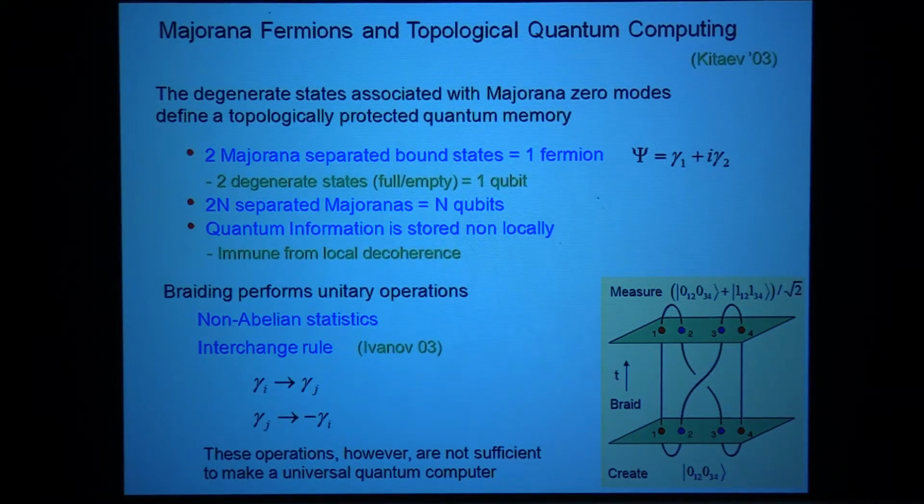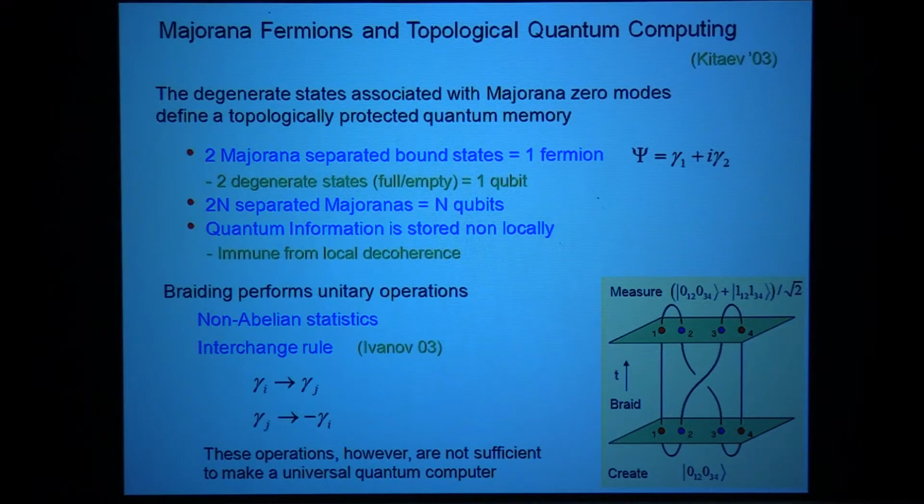Yes. Can you explain how the braiding changes the state? How do I get from this to this? Yeah, so it's basically contained in this rule. The idea is that if you exchange two Majoranas, then one of them goes to the other, but the other one goes to a minus sign.